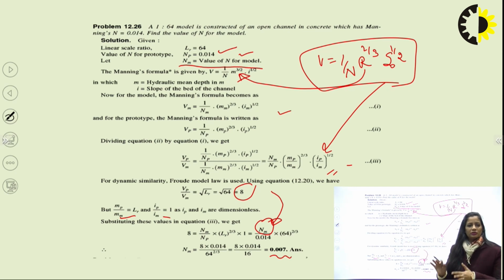So this is all for today. In this particular chapter, types of similarity, we have gone through almost all the questions, and you can practice other questions by using different reference books like RK Bansal, and there are other books also.